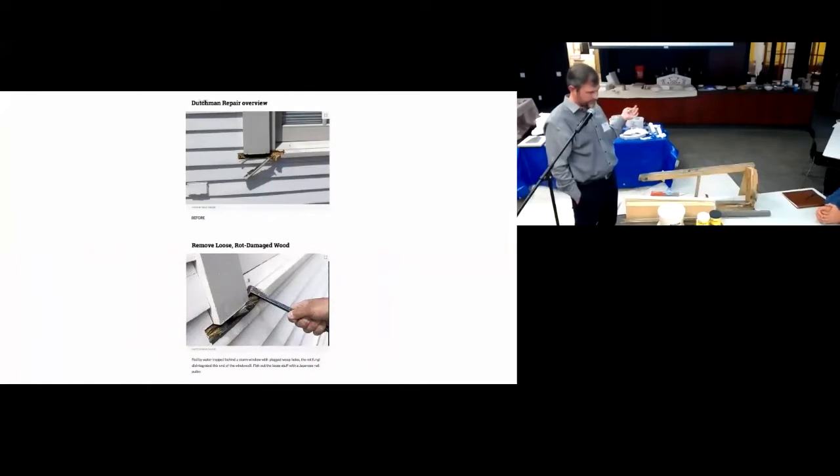So what is a Dutchman? A Dutchman is actually taking out a piece of wood, taking it back to good wood, so taking all the bad wood out. You're not, therefore, using necessarily any of these epoxy products. You're going to then put a new piece of wood in and sand it out to make it look like it was the original piece of wood.